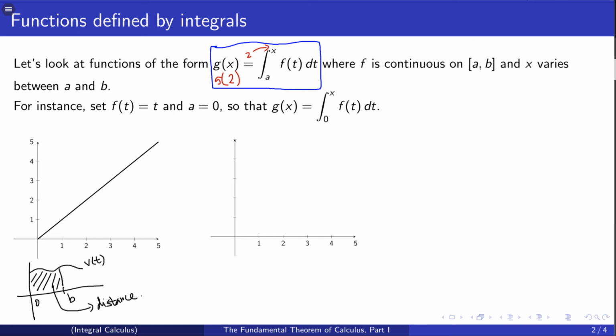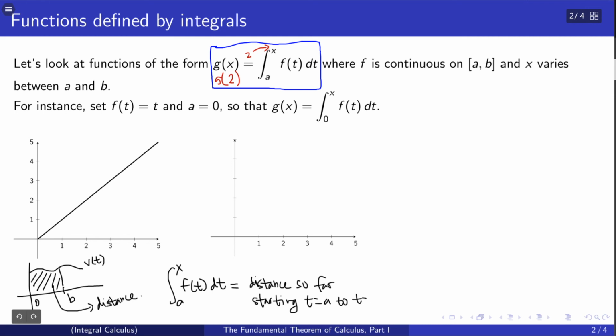And so you can think of this function, the integral from a to x of f of t dt, as representing the distance traveled so far, right? Starting at time equals a to time equals x.